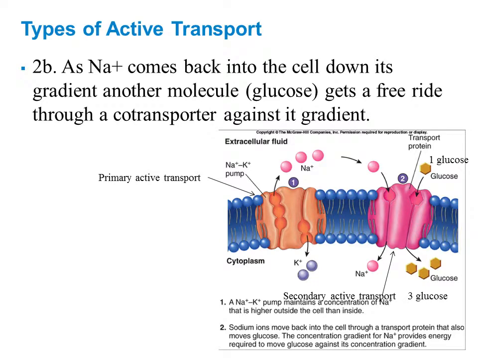glucose binds to this protein and comes into the cell with sodium. So glucose will catch a free ride through a co-transporter against its concentration gradient. So glucose is actually going against its concentration gradient while sodium is going down its concentration gradient.